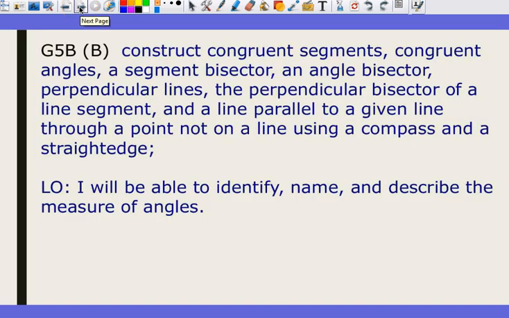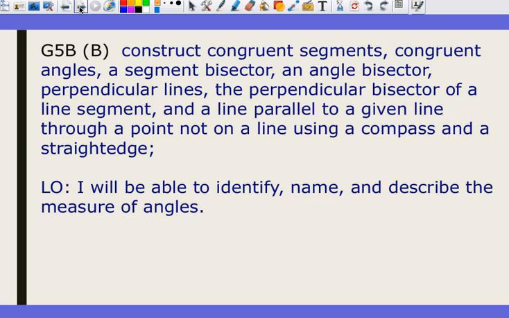Okay, our topic for today, and we're not going to get completely through it today. This is just the introduction. It is construct congruent segments, congruent angles, a segment bisector, an angle bisector, perpendicular lines, a perpendicular bisector of a line segment, a line parallel to a given line through a point not on the line, using a compass and a straight edge. But what we're going to do today is review angles and how to name angles. So we need to know how to do that to do any of these constructions.